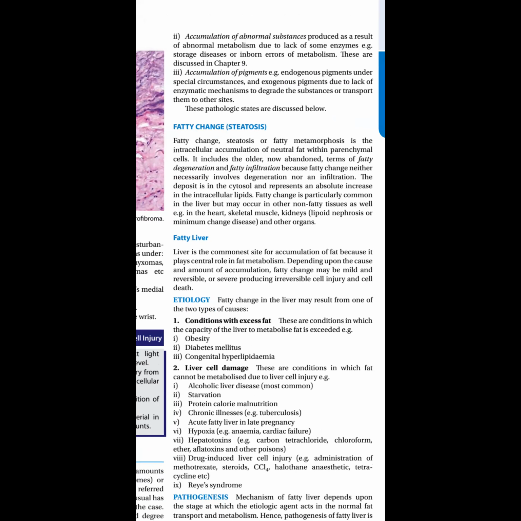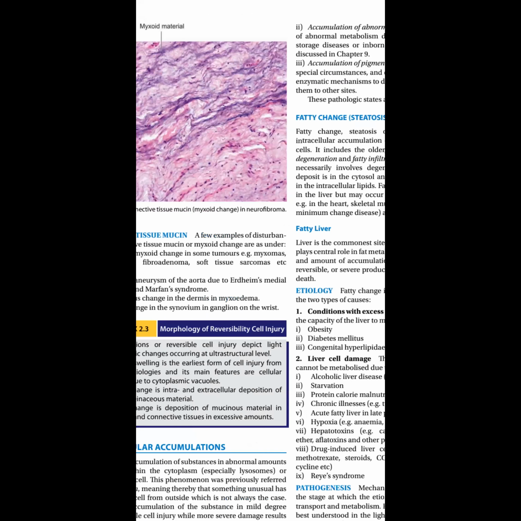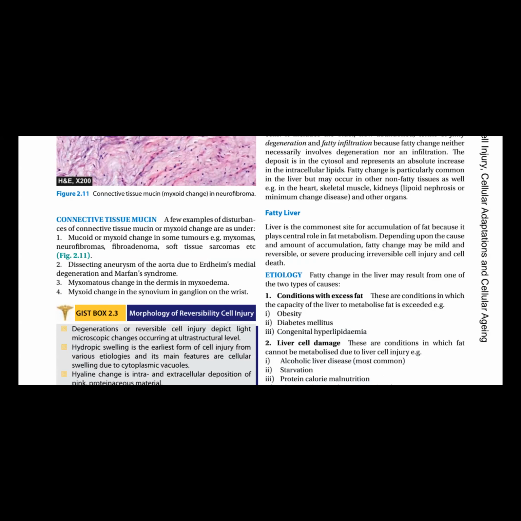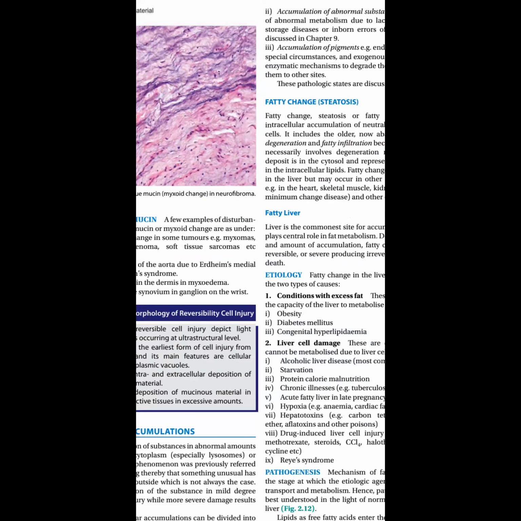Now, can anyone tell me where we can find the majority of the fatty cells in our body? Fat metabolism is happening in which organ? Which organ does the fat metabolism? Liver. Yes. Liver is the only place where the fat metabolism is majorly happening. So where will we find these fat changes? In the liver. Which cell? Parenchymal cell.